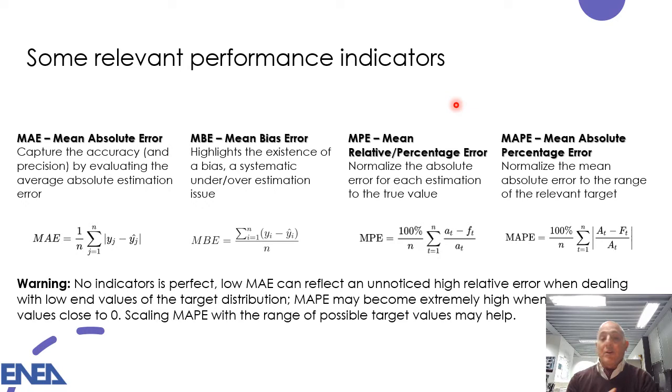And it is something that, for example, is not relevant to you, and you see this large MAPE value and you wonder what is the information that is conveyed by this value, and then you just understand that you are talking about very low values, which can be or not relevant to you. But of course, since you have the true value at the denominator, what actually happens is that when the denominator goes close to zero, the value reaches a very, very high value, and this may sound alarming to you, and probably this is not the correct indicator to evaluate that particular condition. So scaling MAPE with the range of possible targets may help, and this is an approach that is followed in a number of publications.